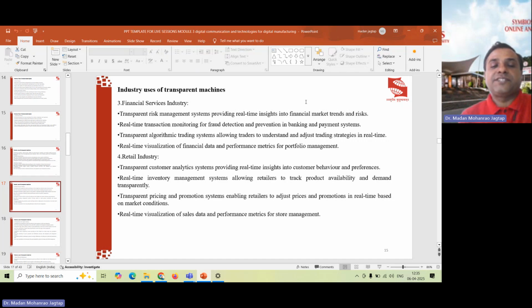Then transparent pricing and promotion systems enabling retailers to adjust prices and promotions in real time based on market conditions. Then we can do real-time visualization of sales data and performance metrics for store management.